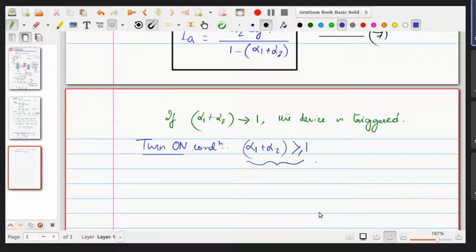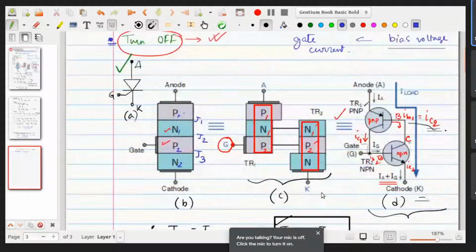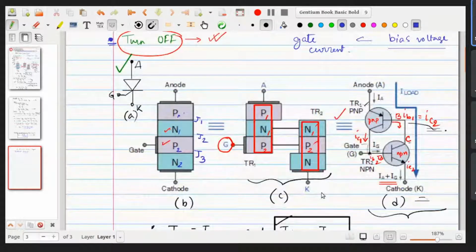It can be satisfied in different ways. One is when the current through the device at the very initial instant is small, then what we find is that these alphas that we are considering, alpha 1 and alpha 2, are also small.